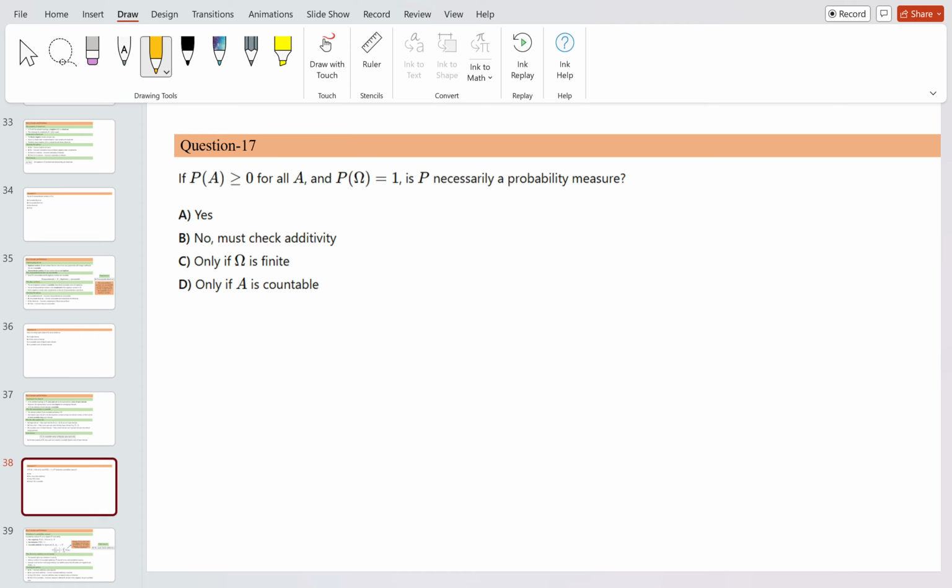Okay, let me solve this. What the question is saying is that probability of A is greater than or equal to 0, and probability of this omega is equal to 1, and this P is necessarily a probability measure, and whether this option is actually correct or not. There are three properties which we have already seen: the probability of A will be greater than or equal to 0.